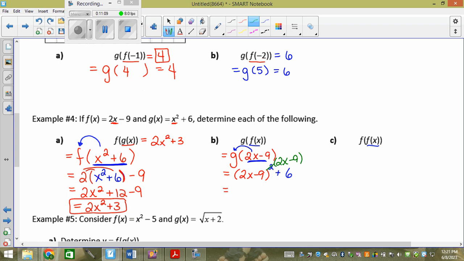So we'll have 4x squared minus 18, so minus 36x plus 81 plus 6. So it's 4x squared minus 36x plus 87. So that is the equation of g of f of x.